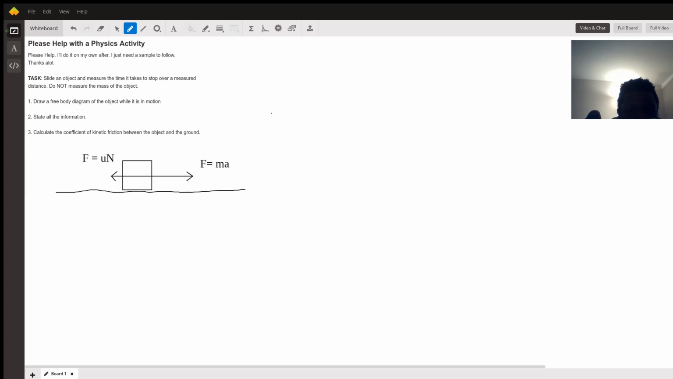So to start, we'll draw a free body diagram. In a free body diagram, usually you'll draw a square, and you'll draw forces coming from that square. And so I've done that here already. So what you have here is your object, whatever it is. You represent it as a square, and you're gonna apply a force to the right.